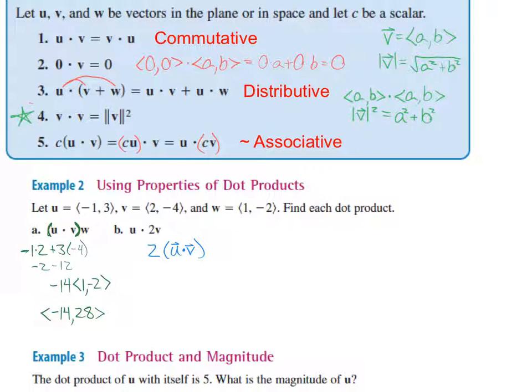Well, we already got u dot v, right? U dot v equaled -14. So 2 times -14 is -28. See how you can use these properties to kind of help yourself out a little bit? You don't have to redo the same work. This was u dot v, and then this was u dot v times w.